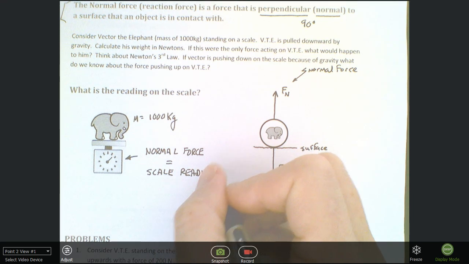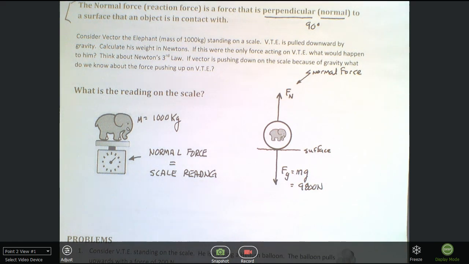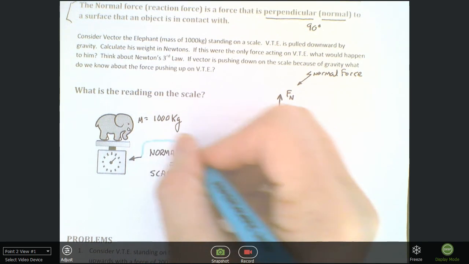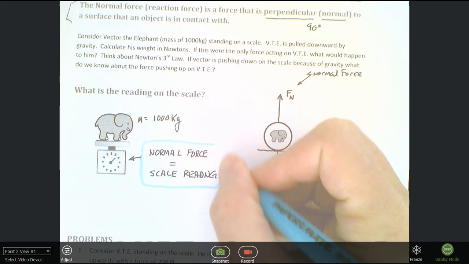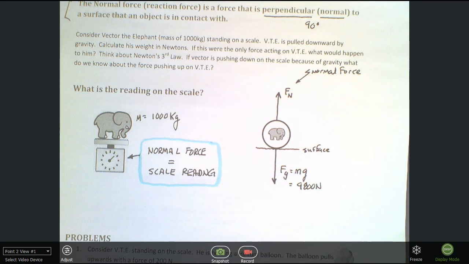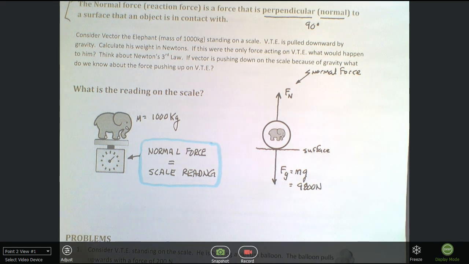So at any point in time, if you are standing on a scale or there is a force meter that you're standing on, whatever that scale reads is the exact value of the normal force acting on you. Okay. Even if you accelerate, if you push off the scale or you jump onto the scale, it doesn't matter. Whatever that scale reads, that is what the normal force is on that object. And that's a really cool thing to think about. So whenever someone says, what's the scale reading? They're measuring the normal force.